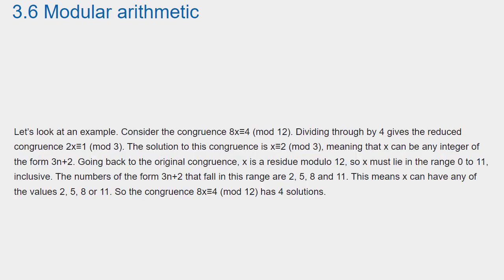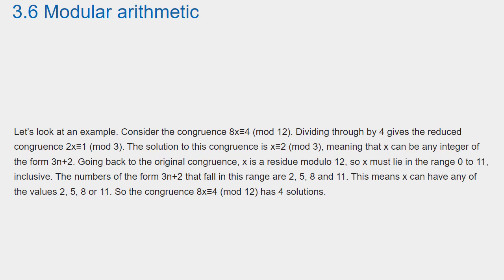Consider the congruence 8x is congruent to 4 mod 12. Dividing through by 4 gives the reduced congruence 2x is congruent to 1 mod 3. The solution to this congruence is x is congruent to 2 mod 3, meaning that x can be any integer of the form 3n plus 2.